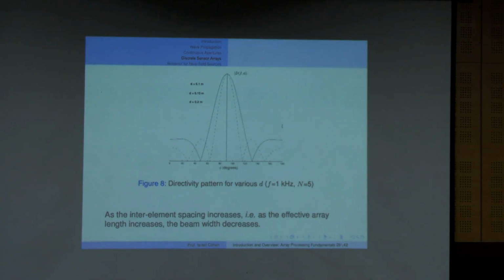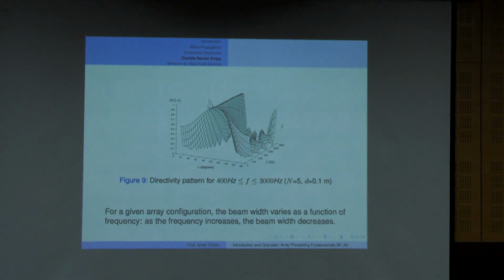When we increase the size of the array, we have more directionality. The directivity pattern, the main beam, becomes more narrow. So we have more directionality for the same frequency. What happens if we change the frequency?